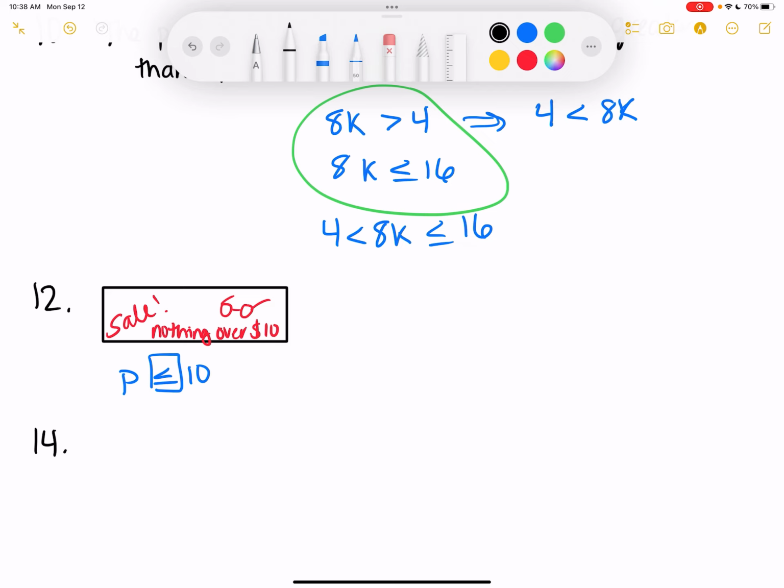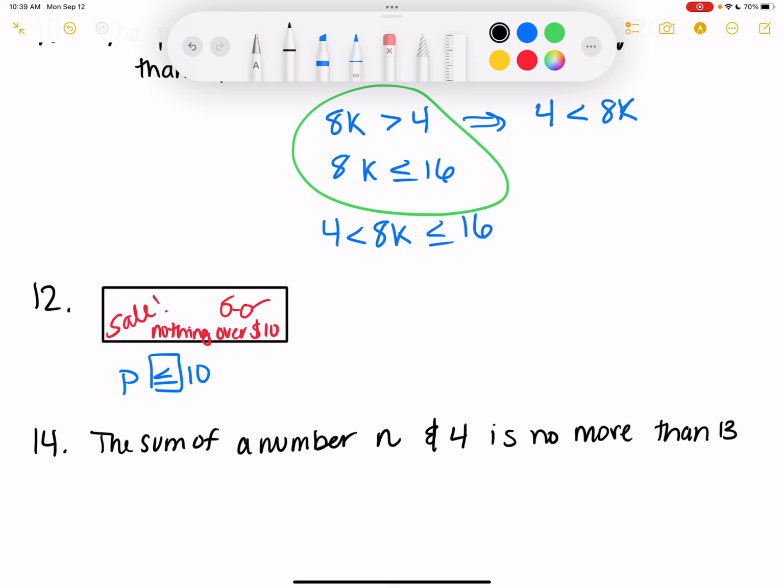Number 14. This one is describe and correct the error. So they're telling you something's wrong. You need to figure out what the error is and then say what they need to do to fix it. The problem that they were given was the sum of a number n and 4 is no more than 13.